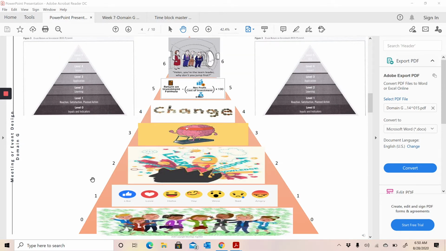And then we have our Phillips ROI Methodology Pyramid. We talked about this in strategic planning, but it's coming back up again. So you definitely want to make sure you know all the levels and what's included in each level. So the level 0 starts it. So the level 0 is your inputs and indicators. And level 1 is your reaction and satisfaction. So how did your attendees perceive the event? And then level 2 is the learning. So all of the information at the event, see this little brain exploding with everything that it's learning.